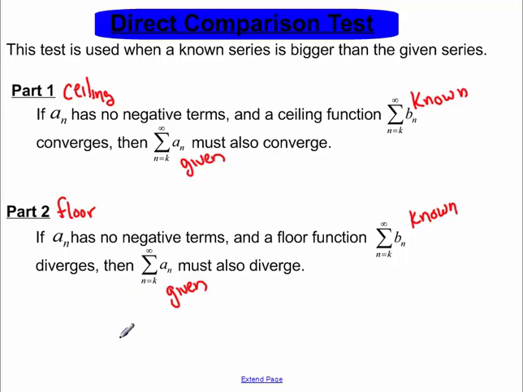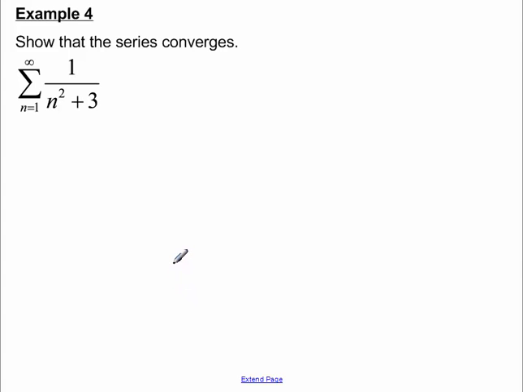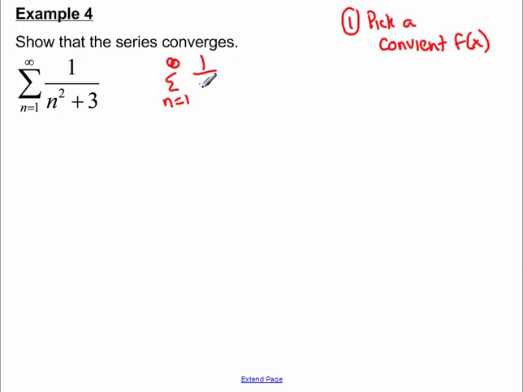Okay, let's do an example of this. And I think, if I remember correctly, we did this in the improper integrals also. Show that that series converges. In this example, I remember some people were having trouble picking a known series, picking something that converged. So first, pick a convenient function. Basically, what you want to do is take away anything that's being added or subtracted. So for this function, I am going to pick the sum of 1 over n squared.